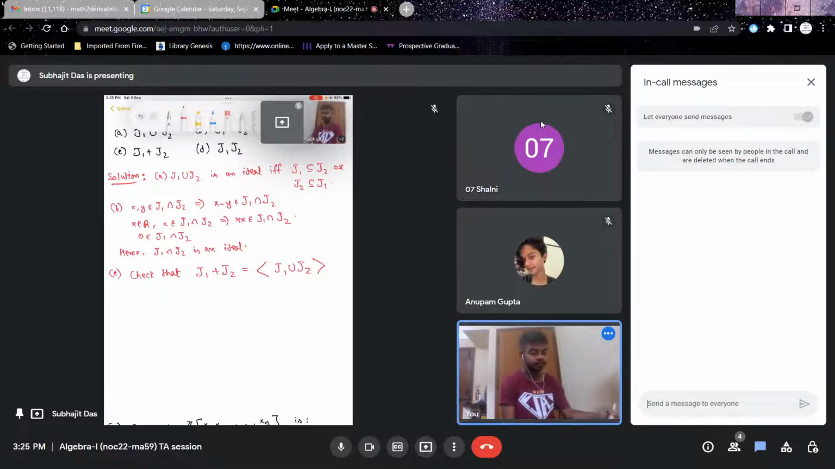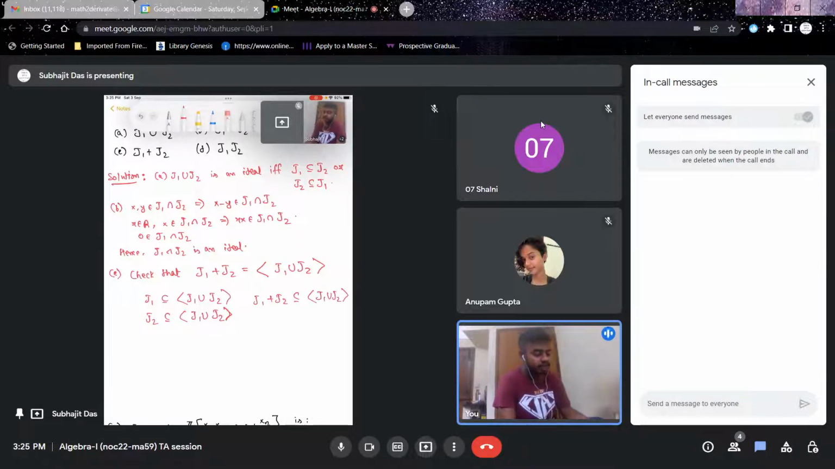Because we can in fact give a proof here. J1 is contained in the ideal generated by J1 union J2. J2 is contained in the ideal generated by J1 union J2. And since the ideal generated by J1 union J2 is an ideal, the sum J1 plus J2 should also be contained in this ideal, right?